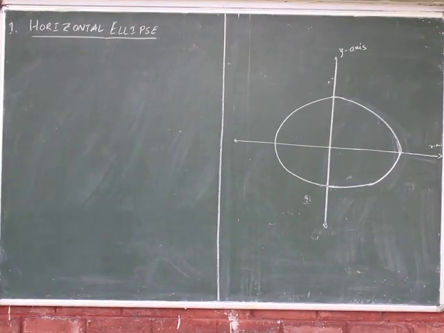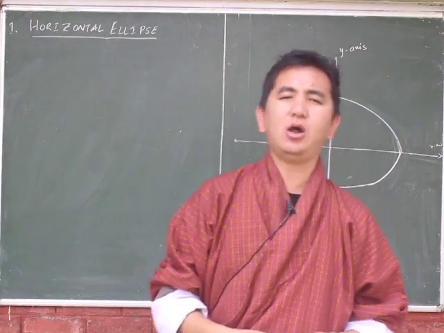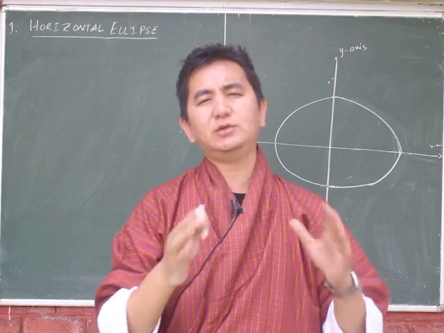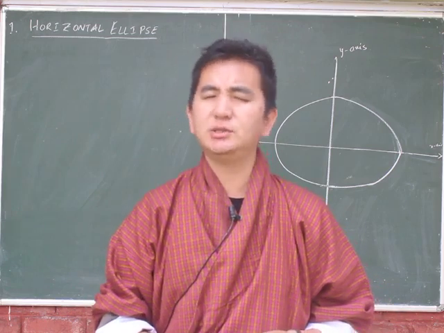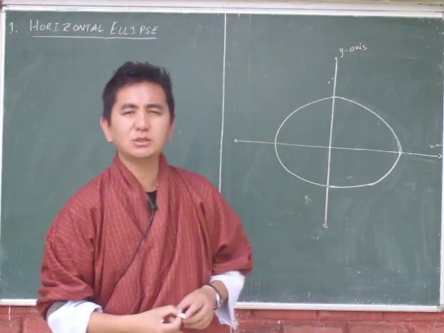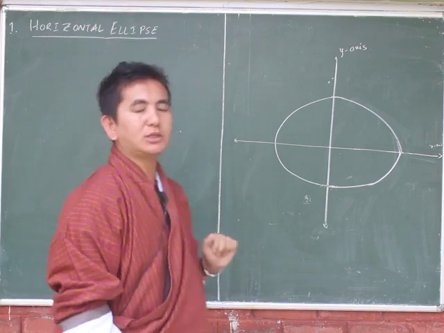Okay, good morning students. So now we are going with the next chapter, that is called ellipse. Ellipse is usually divided into two parts. One is known as the horizontal ellipse and another one is called the vertical ellipse. I will be doing only the horizontal ellipse.